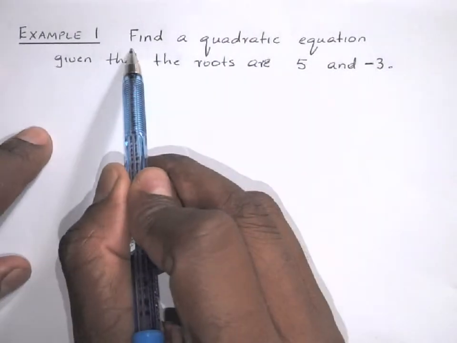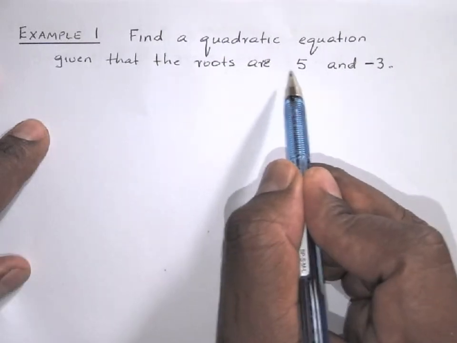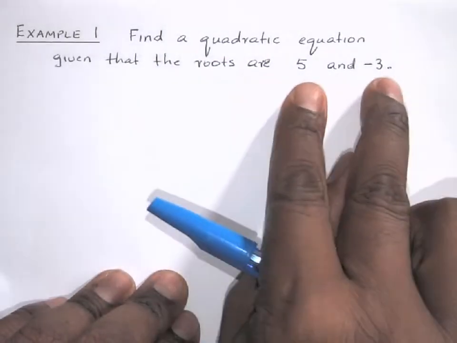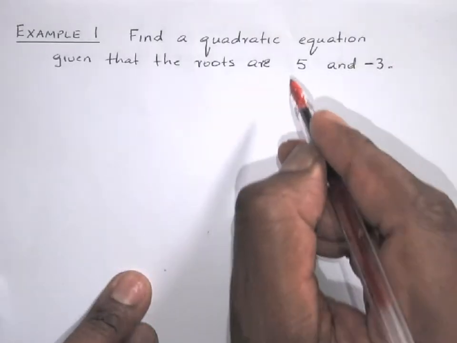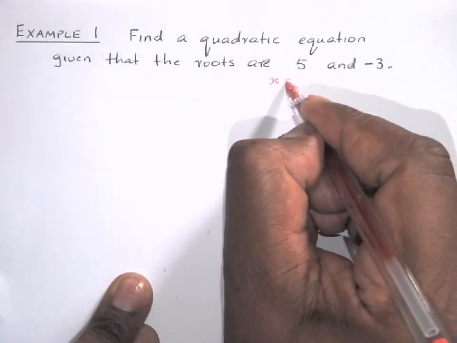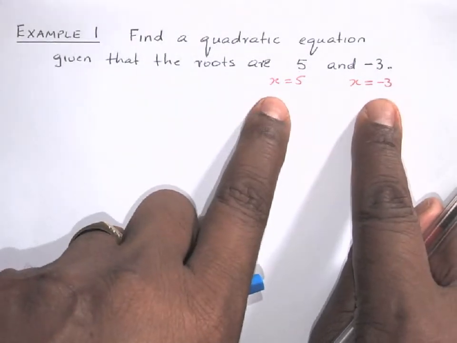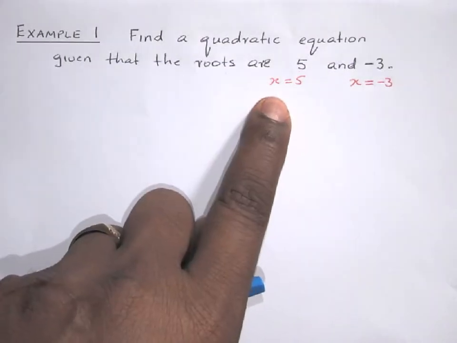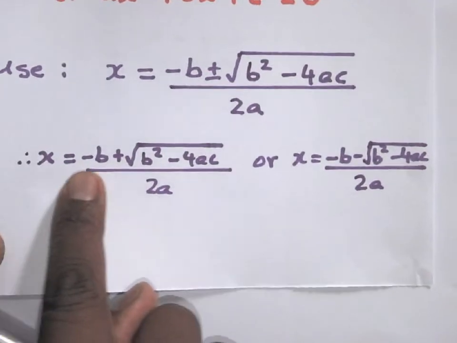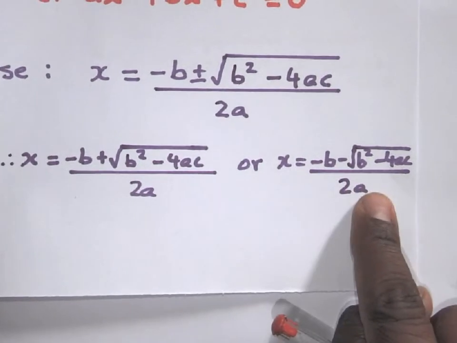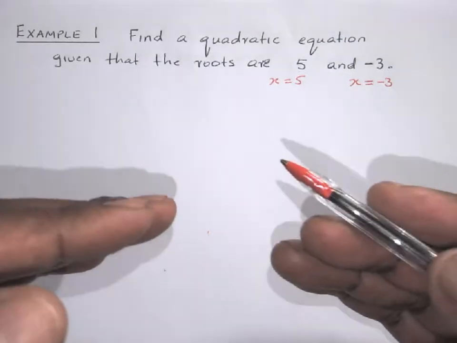Here's an example. It says, find a quadratic equation given that the roots are 5 and minus 3. So we know that the roots are 5 and minus 3. What does that mean? This means that x is equal to 5, and this one means that x is equal to minus 3. Those are the roots because those are the values that we get when we solve a quadratic and say x is a number or x is the other number. So those are the two roots. Now, how do we go back and get the equation?